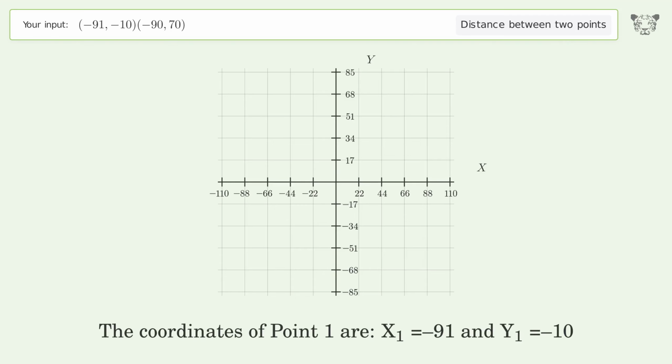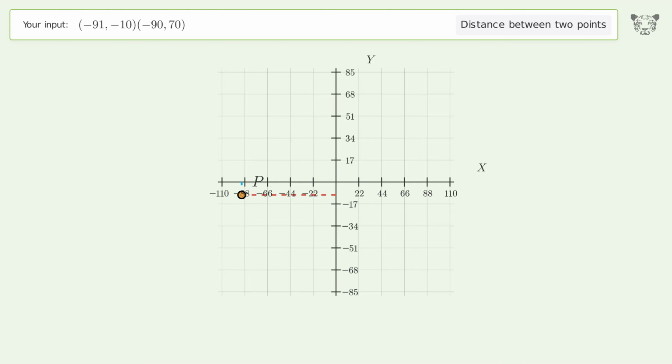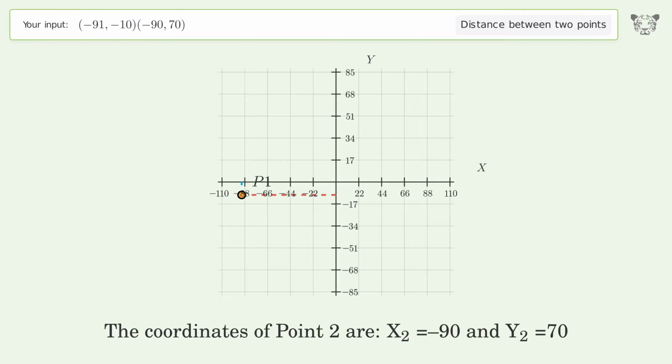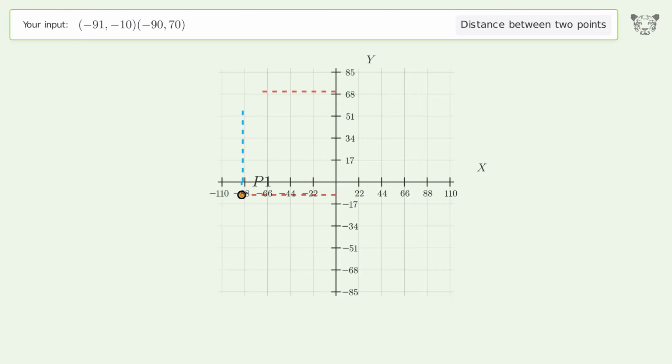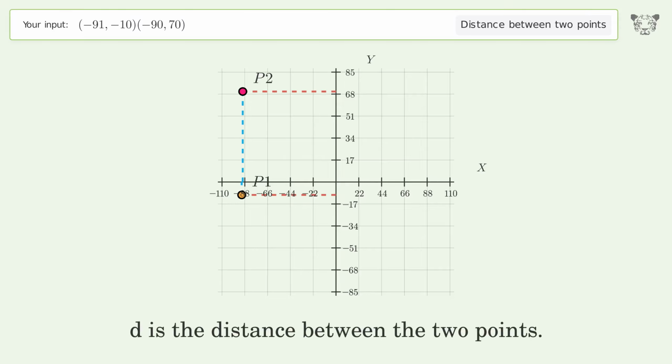The coordinates of point 1 are x1 equals -91 and y1 equals -10. The coordinates of point 2 are x2 equals -90 and y2 equals 70. D is the distance between the 2 points.